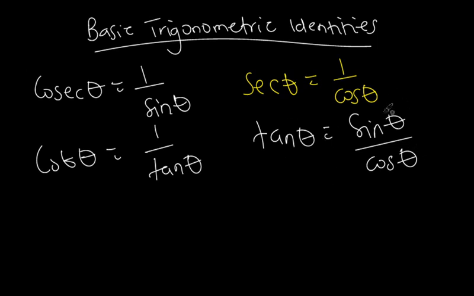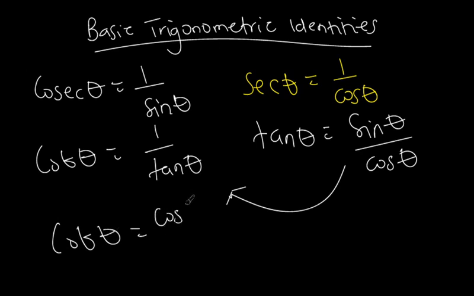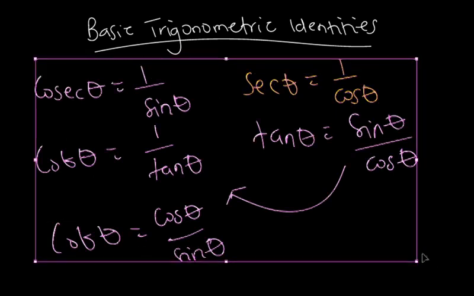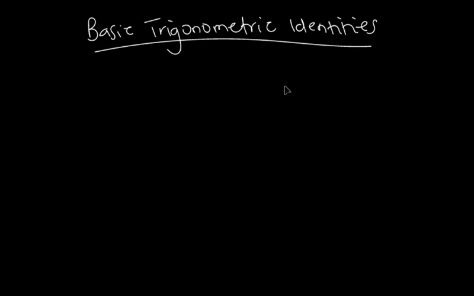So tan theta is sin theta over cos theta. If we substitute the whole of this back into this, the equation will be reversed for us to get cot theta. So cot theta will be equal to cos theta divided by sin theta. These identities are also very useful when we want to solve trigonometric equations, or prove cases in trigonometry.